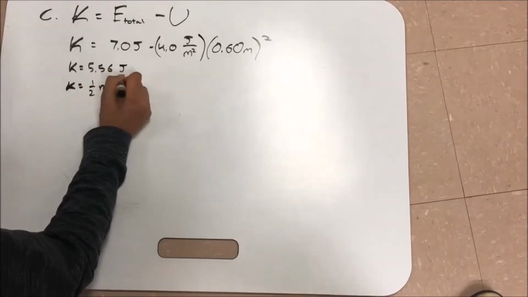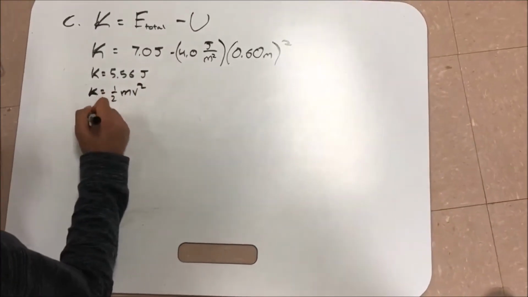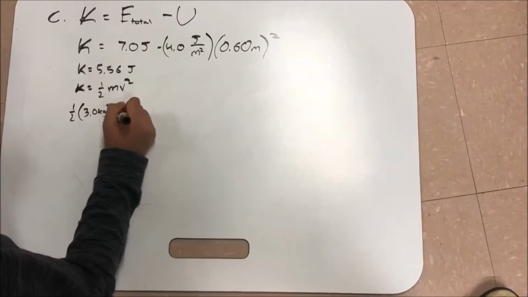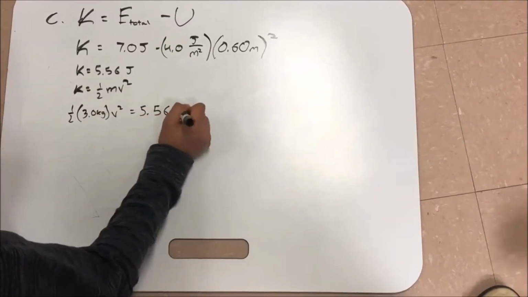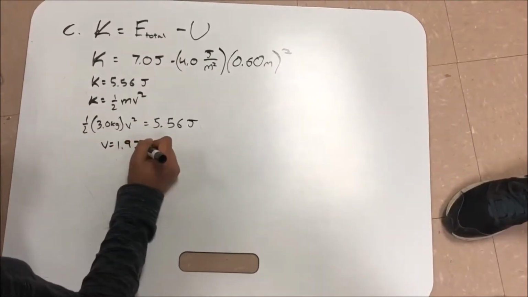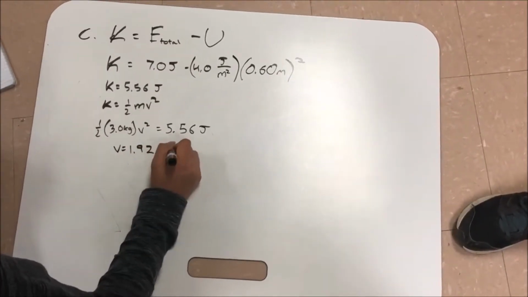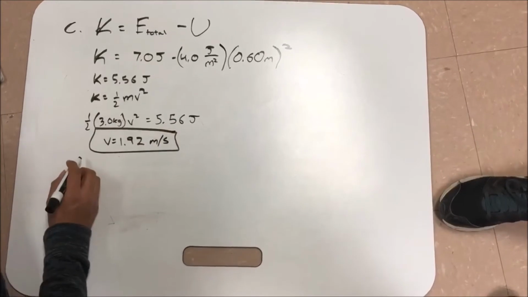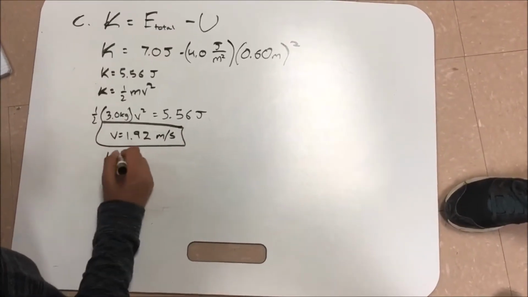We know that the sum of potential and kinetic energy is equal to the total, so we can solve for the kinetic energy. K is equal to the total energy minus the potential energy. Once we plug in the numbers, 0.60 meters and everything, we find that kinetic energy is equal to 5.56 joules.